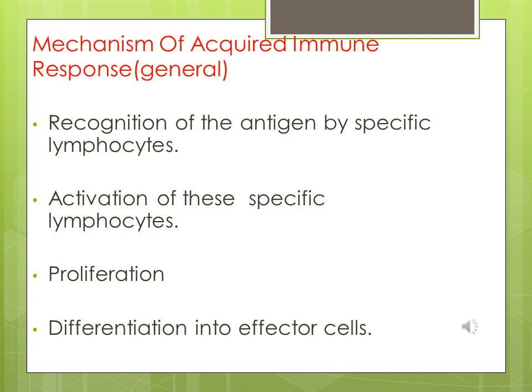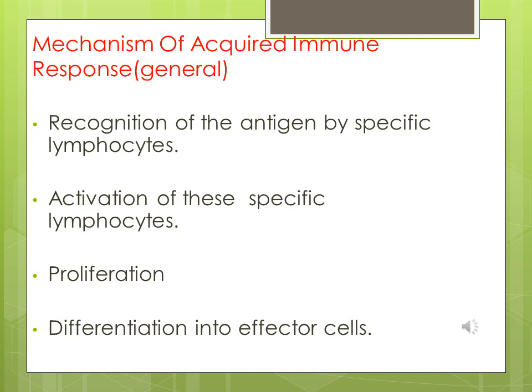In this step, there is an increase in the number of both types of cell. And after the proliferation step, there occurs the step of differentiation. In this step, both lymphocytes get differentiated into two different cell types. The B cell gets differentiated into plasma B cell and memory B cell, whereas the T cell gets differentiated into the effector T cell and the memory T cell.